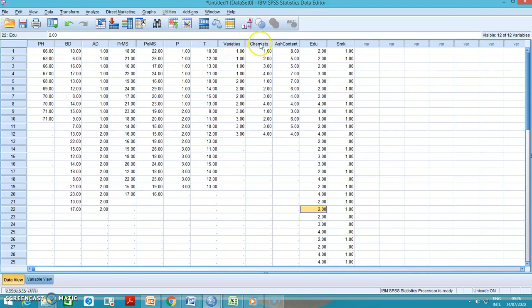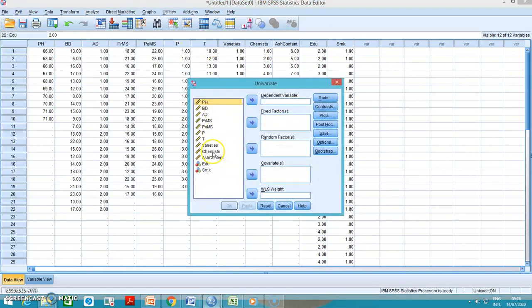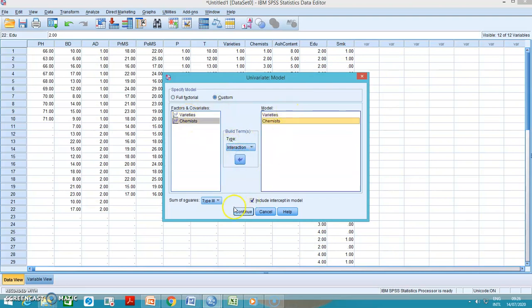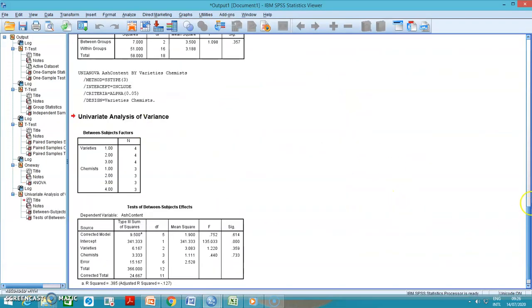So here varieties, chemists and ash content I have given. I will go to Analyze, then General Linear Model, Univariate, and I will transfer my ash content to it because it is the dependent variable for me. And then here the factors, varieties and chemists. Then I will go to Model and customize it, and these are my important terms to be discussed. So I will continue. I will click on OK.